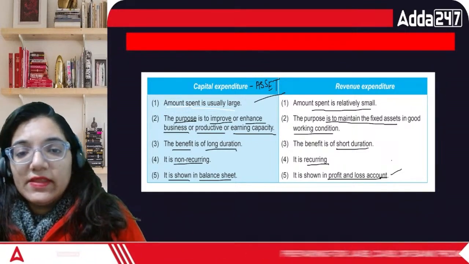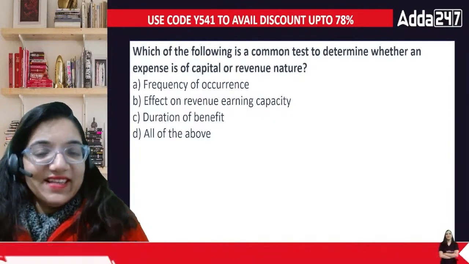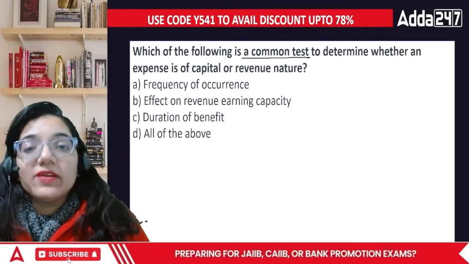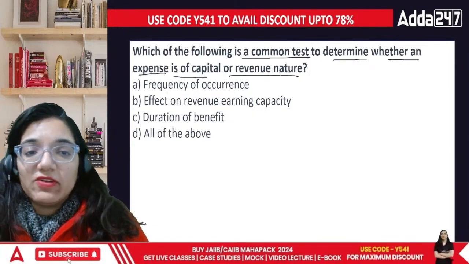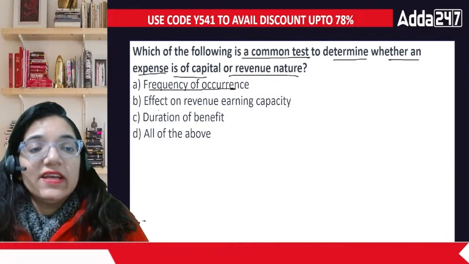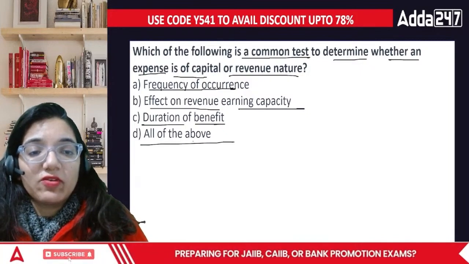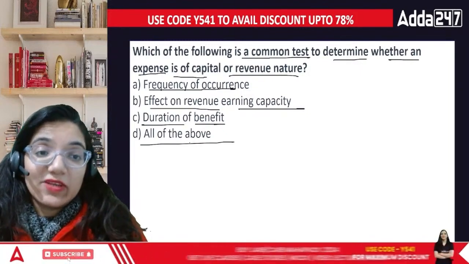Okay. Now, based upon this, shall we proceed and talk about the MCQs there? Chaliye, then let's begin. Acha, which of the following is a common test to determine whether an expense is of capital or revenue nature? Frequency of occurrence, effect on revenue earning capacity, duration of benefit, or all of the above. We have talked about all of these.